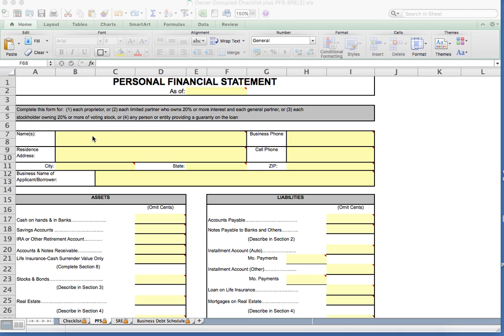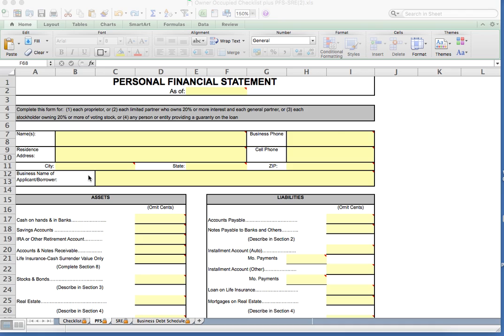From here, what you will do is put the name of the individuals. If you're married and you keep your assets separate, then each person will put their name down and perform their own personal financial statement. If you have everything as joint, then you will put both of your names in this section of names. From here, you'll put obviously the business phone number, a cell phone, and you'll put the individual address of which you reside, the city, state, and zip code.